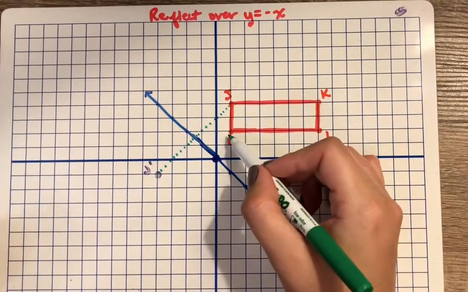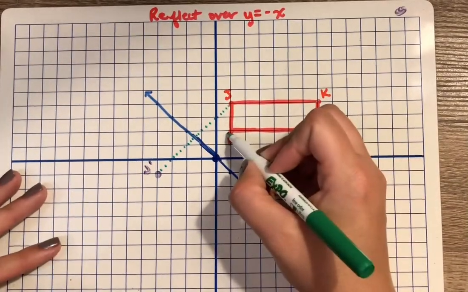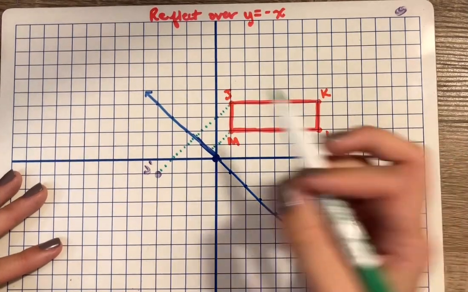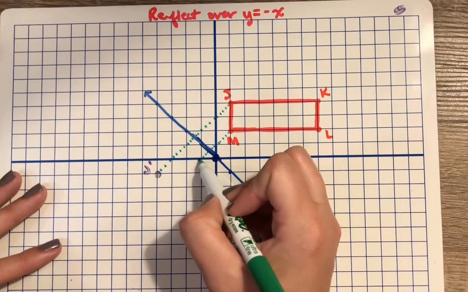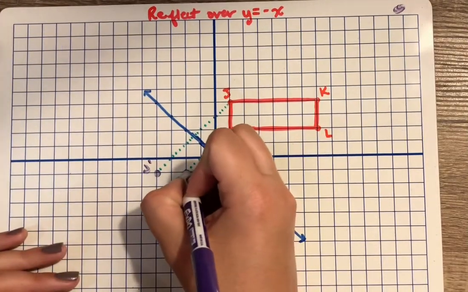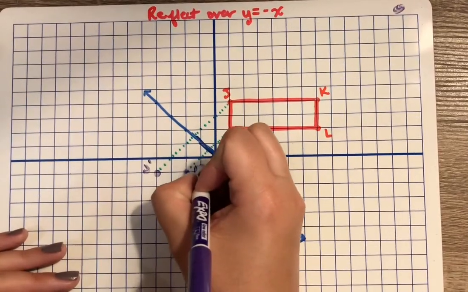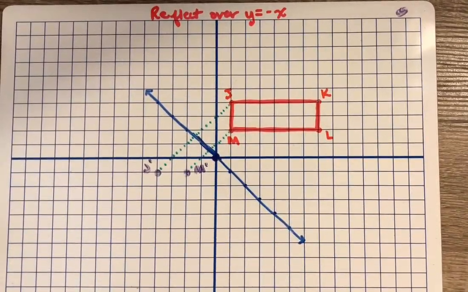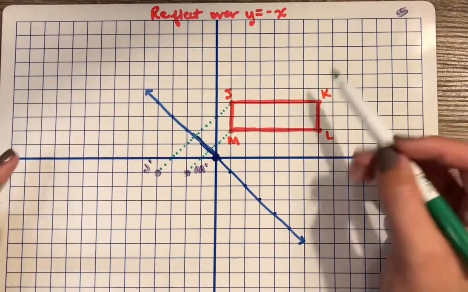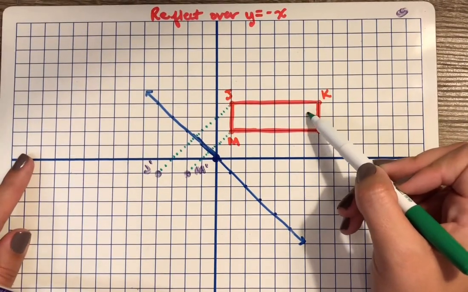Now I'm going to do the same thing with M. So M is 1.5 diagonal. So I will move half and 1 on the other side. So this is the location of M prime. Following the same pattern for K and L. So I'm just going to do this really carefully for both.